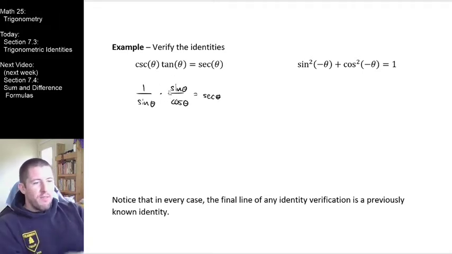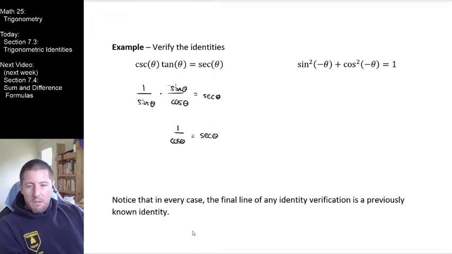And it's kind of sitting right in front of us right here, right? Since we're multiplying two fractions, we can go ahead and do some canceling from top to bottom, and it does appear that we are left with 1 over cosine of theta equals secant theta. This is now a good final line, and I'm going to point out my sentence down here at the bottom.